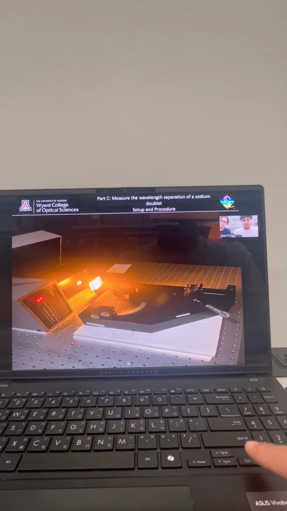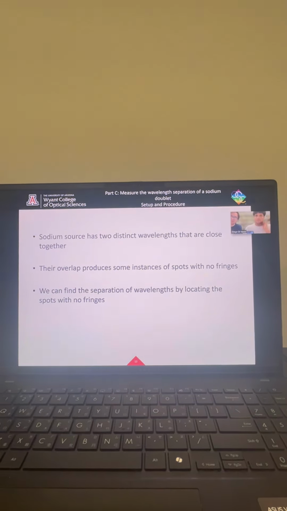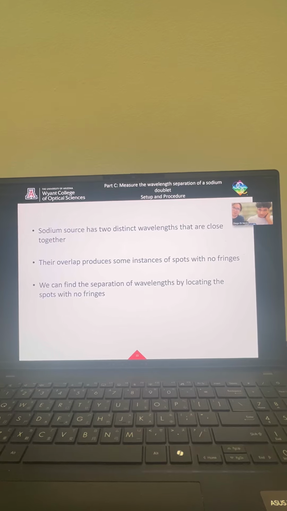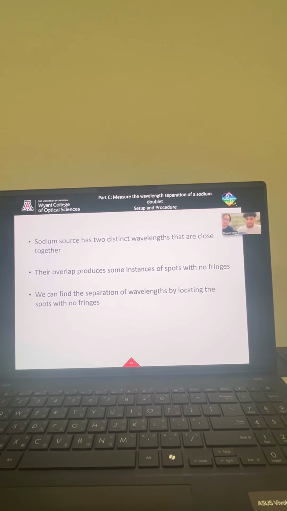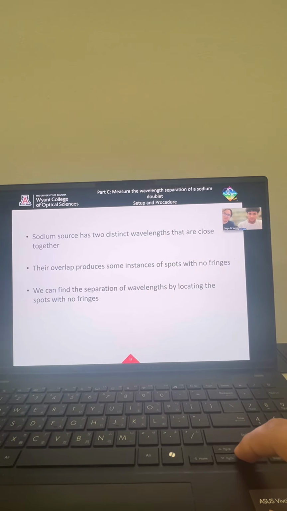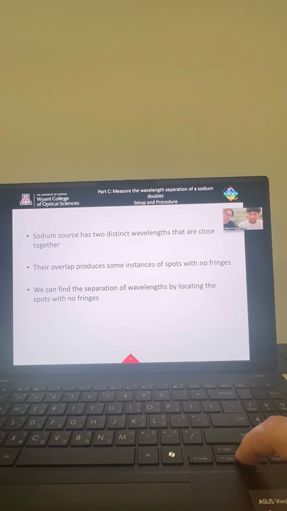So this is the setup for Part C, with a diffuse light and the same mirror and the same beam splitter. For Part C, the sodium source has 2 distinct wavelengths that are close together but not exactly the same, and their overlap produces some instances of spots with no fringes on the micrometer, also known as nulls. We can find the separation of the 2 wavelengths by locating these spots.